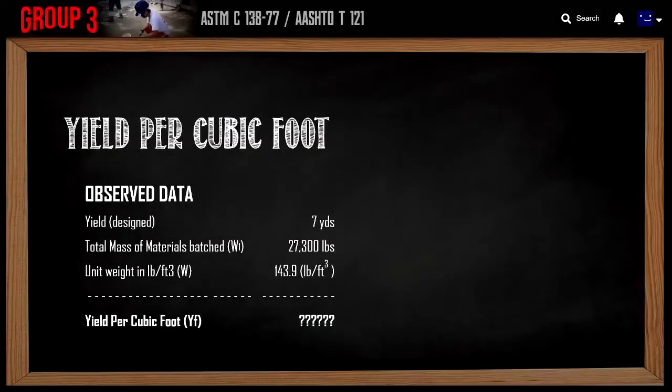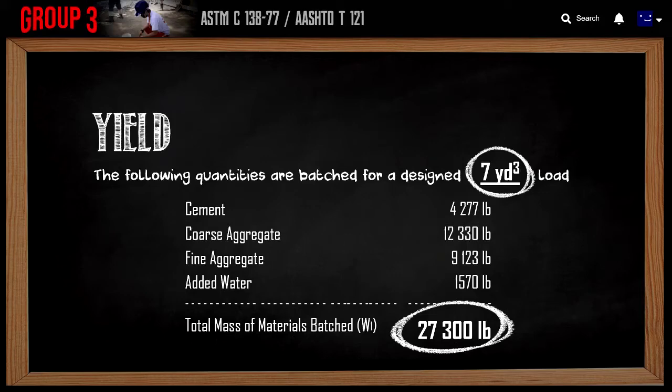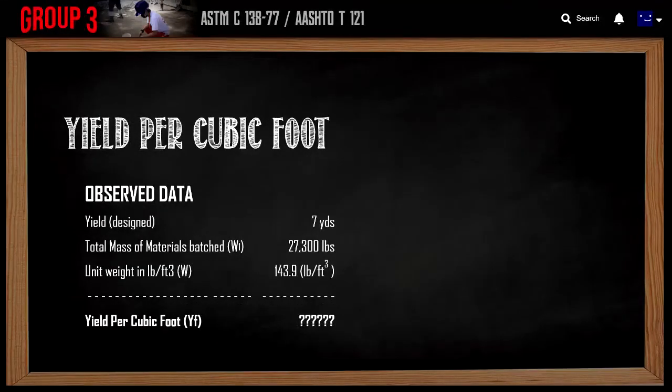So let's go ahead and do some yield calculations based on the unit weight that we just achieved. For our observed data, we have just determined our unit weight, which was 143.9 pounds per cubic foot, and we've been handed a batch ticket that says 27,300 pounds of total material in the truck. And we know that the concrete was designed for 7 cubic yards. We now have to calculate our yield per batch in cubic feet and in cubic yards. Once we achieve these numbers, we're going to calculate the relative yield for each condition.